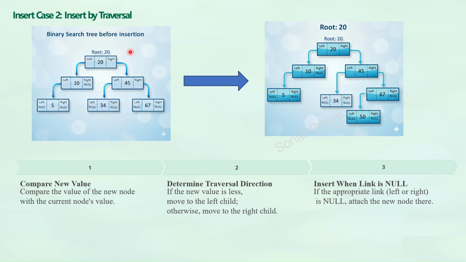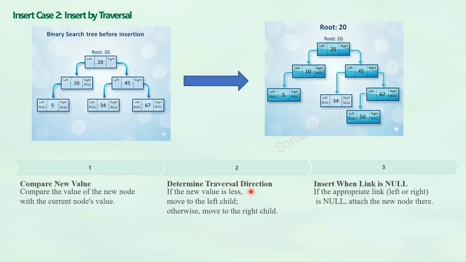Now next we will see how we can handle case number 2. It means if there are some elements present in your tree and I want to add one more element into the existing tree, how can I do that? For this you have to follow these 3 steps. Step number 1 is to compare the new value, and according to the value you have to decide in which direction you have to move, either left or right, depending upon the comparison.